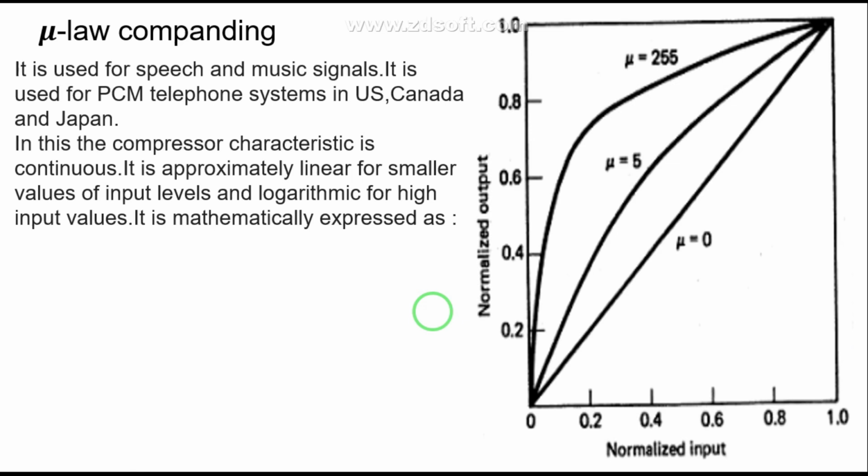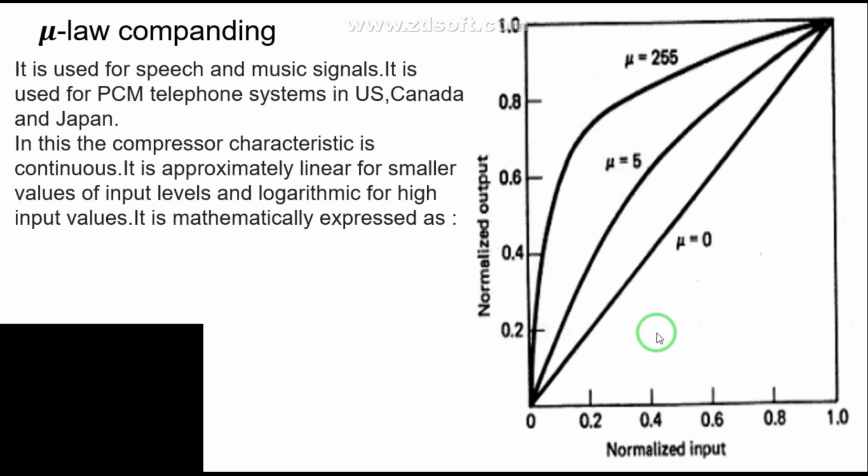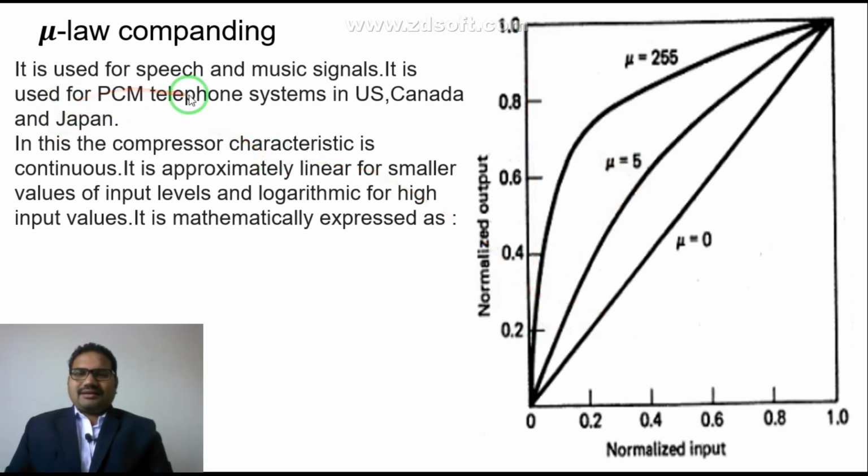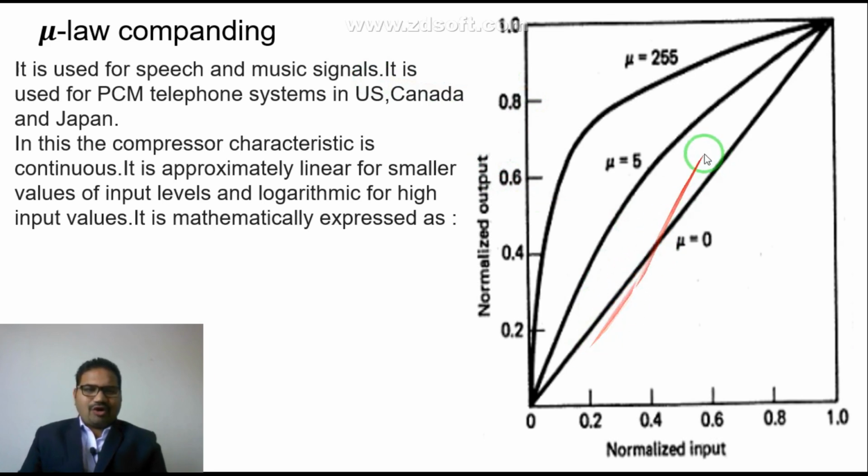Now this is your mu law. From this graph you can see that mu law is used for what? Speech and music signals, and it is used in PCM telephone systems in the US, Canada and Japan. In this compressor characteristic, it is continuous, approximately linear for small values of your input levels, whereas it is logarithmic for high values of input signal. So we have drawn the graph for mu equal to 0.